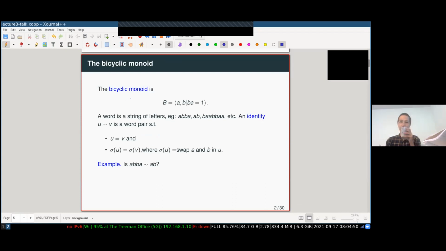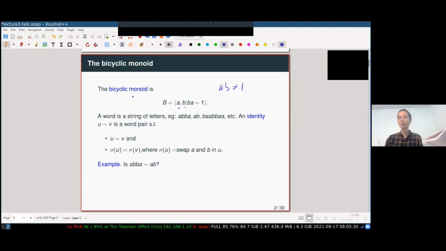The bicyclic monoid is the free group on two letters with the relation that BA equals 1. Note that AB does not equal 1, just BA. A word is a string of letters. For example, let's string together some letters. An identity UV is a word pair such that U equals V, and if you replace A for B and B for A in U, and you do the same thing in V, then you also get an equality.